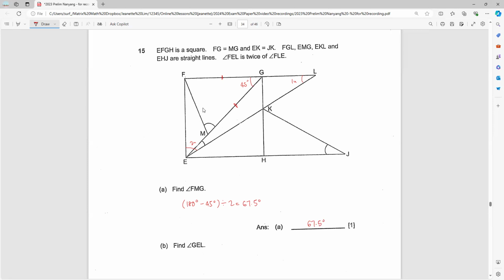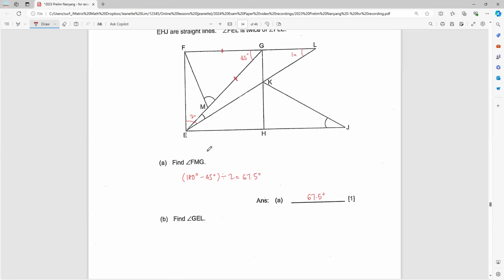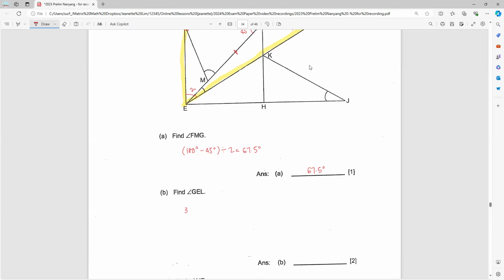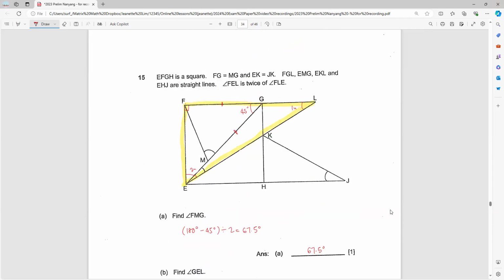Next, find GEL. GEL, this angle marked out over here. Now, this is 90 degrees. So I'm looking at this triangle here, triangle FEL. So we take 180 minus the 90 to get the 3 units. So 3U is 90. 1U is 30 degrees. So this is 30 degrees.